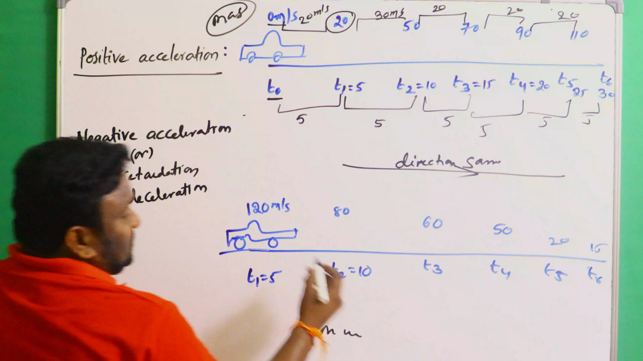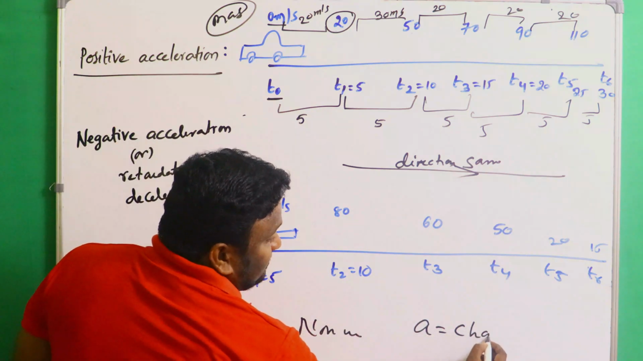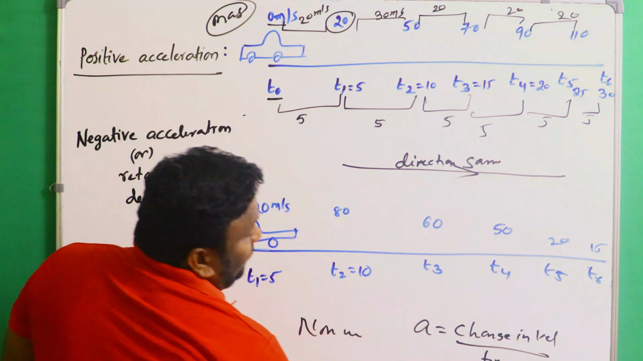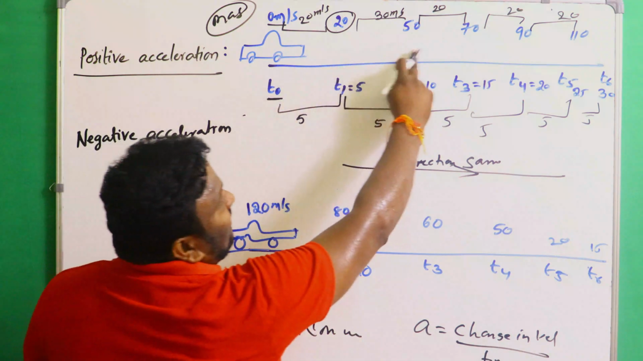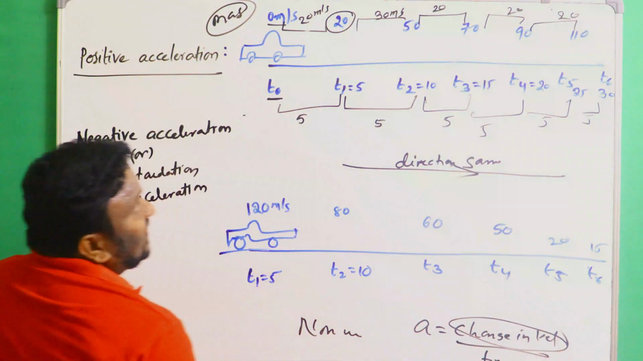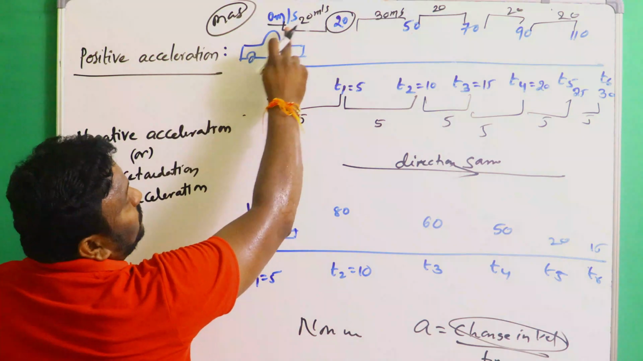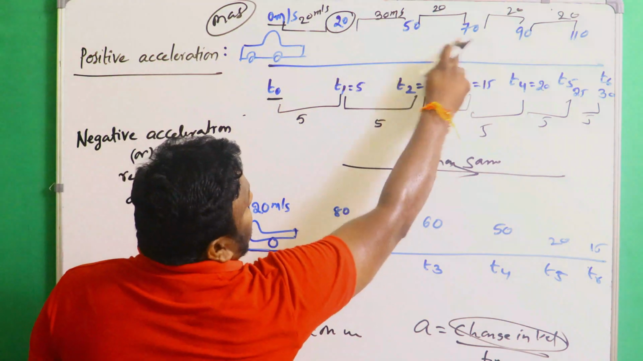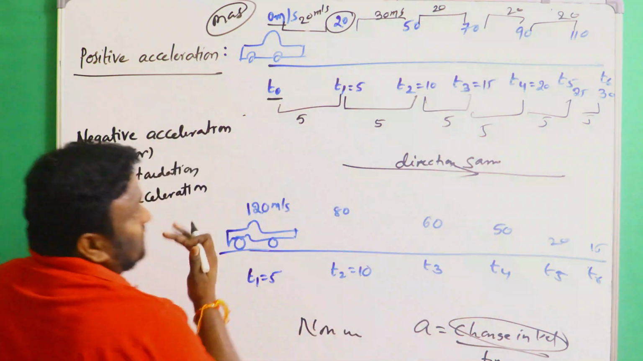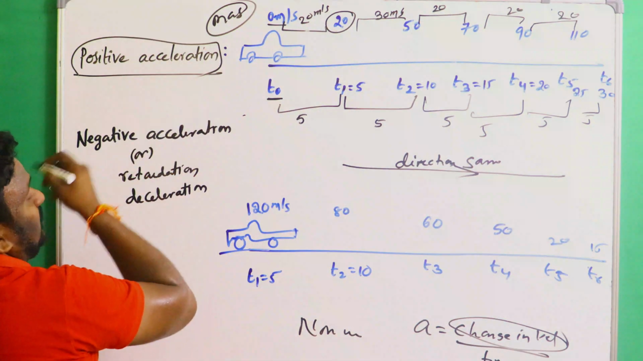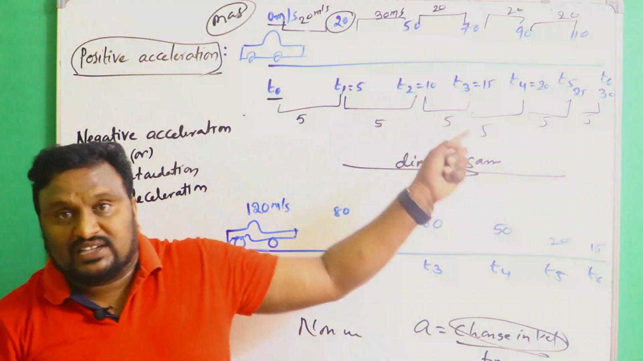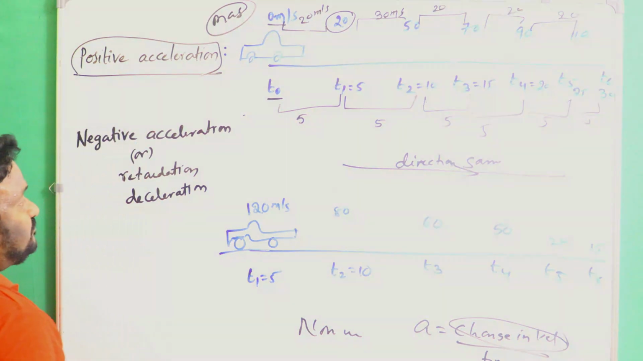So in this case, already we know what it is. A means the change in velocity for time. You can observe in any time interval here we are getting a positive value of change in velocity. Initially 20 minus 0, 20, 50 minus 20, 30, 70 minus 50, 20, 90 minus, like that. Every time we are getting a positive change in velocity. That's why the acceleration is said to be positive, and it comes under the non-uniform acceleration.